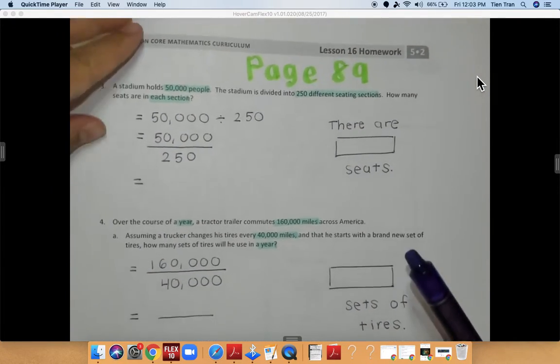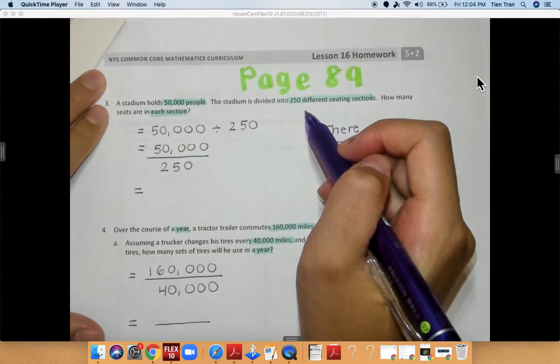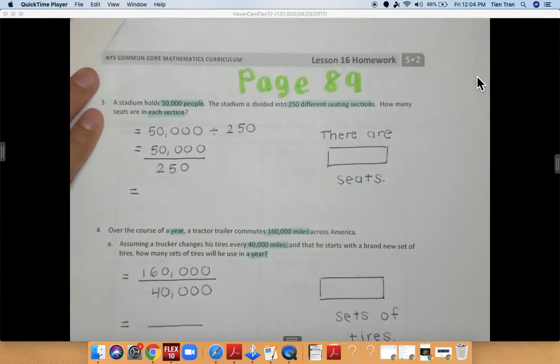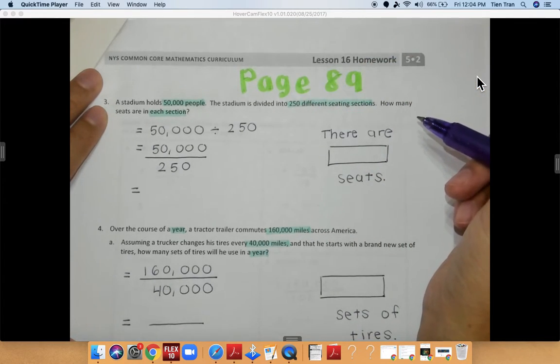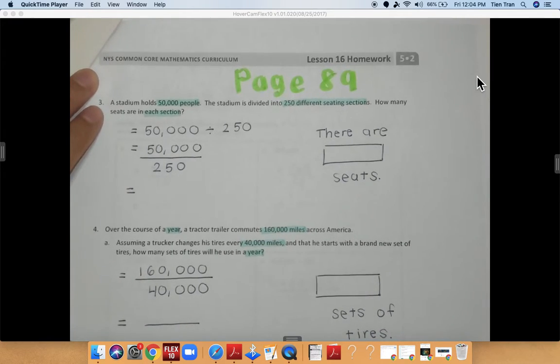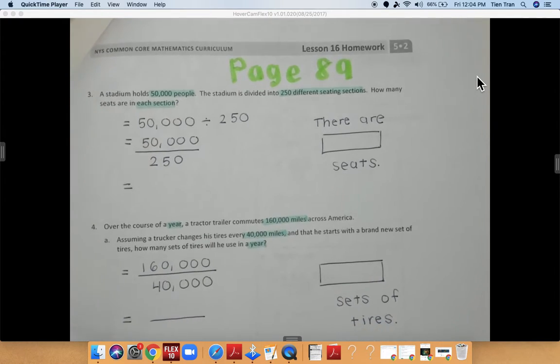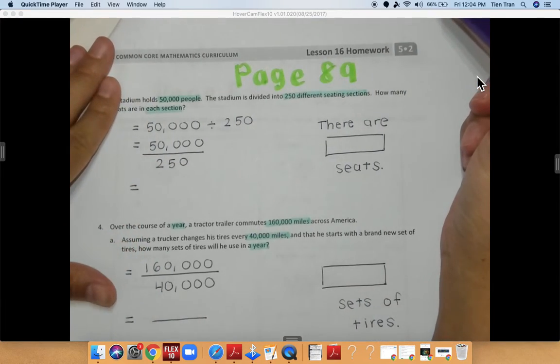Question number 3. It says here, a stadium holds 50,000 people. The stadium is divided into 250 different seating sections. How many seats are in each section? So I'm picturing in my head a stadium. A stadium is a place where athletes play sports. I'm also picturing in my head that there are 50,000 people. That's a lot of people. And I'm also picturing that there are 250 different kinds of seating areas where people can sit.